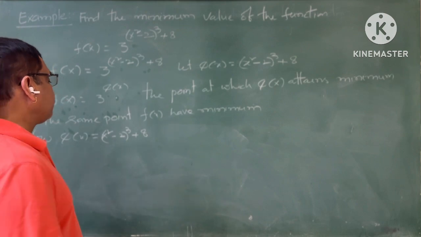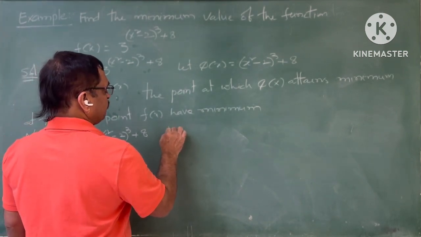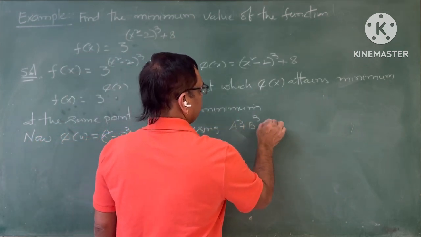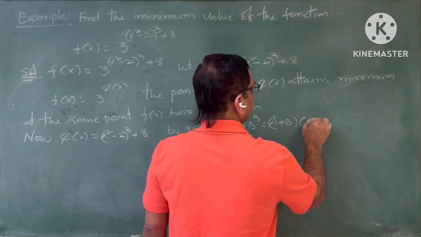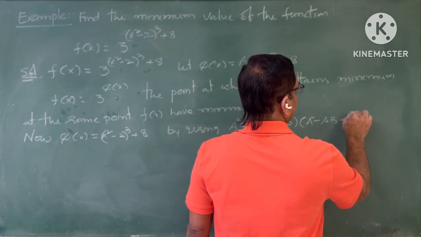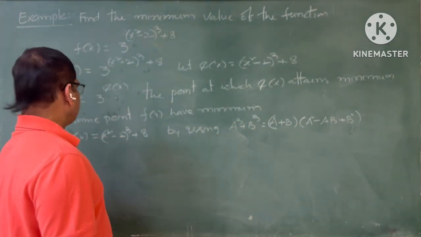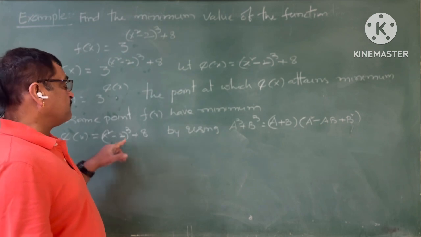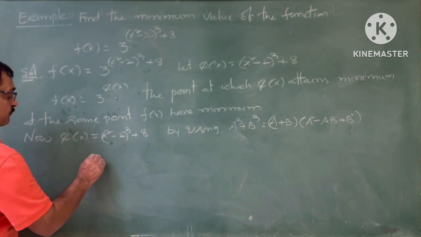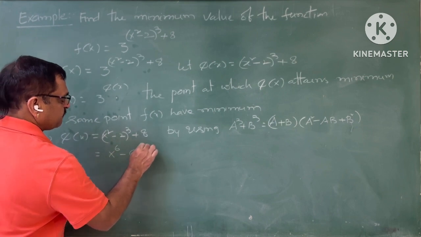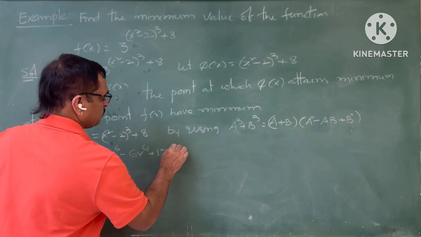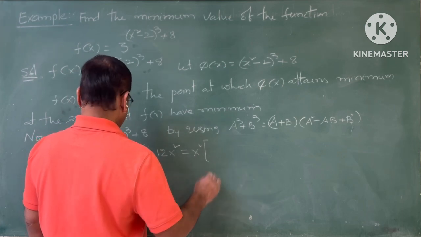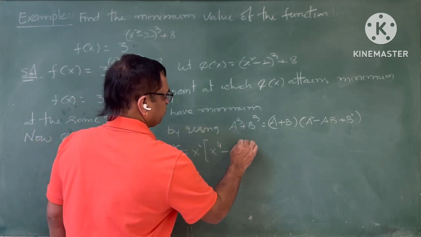Now we'll simplify by using a cube plus b cube is equal to a plus b times of a square minus ab plus b square. Now I'm going to simplify by using this concept. Here my a is equal to x square minus 2 whole cube and my b is equal to 2 cube. So we get x power 6 minus 6x power 4 plus 12x square. Take x square common, we get x power 4 minus 6x square plus 12.